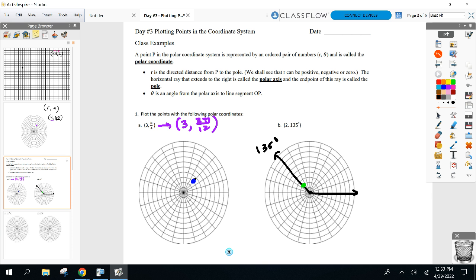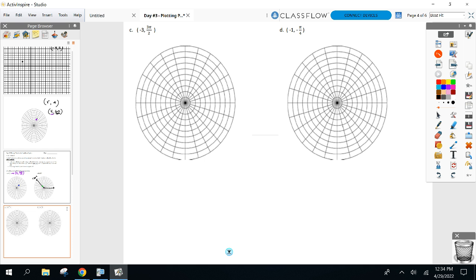Okay, anything before I change it up? What's different? -3. I got a negative r value. So we have to do something different. I just can't graph that like I showed you. We have to do something different if there's a negative in front of the r value.